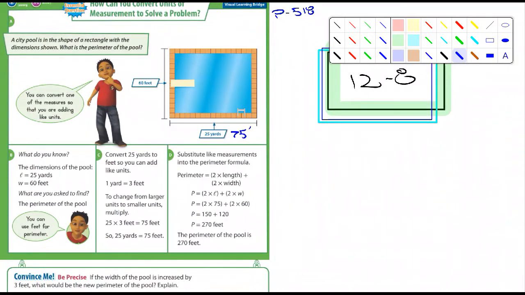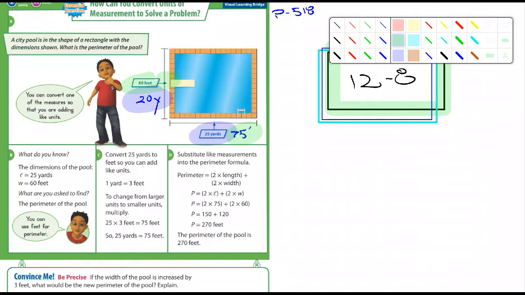you convert 60 feet, you can convert that to yards, which is what? 35? No, not 35. There's 3 feet in 1 yard, so 3 goes into 60 how many times? It goes in 20 times, so that would be 20 yards. So then you would have a match here with 25 yards and 20 yards, and then you'd have a match with 75 feet and 60 feet. And then, the perimeters, you're just adding up the sides.